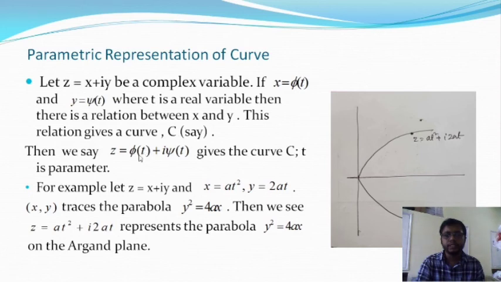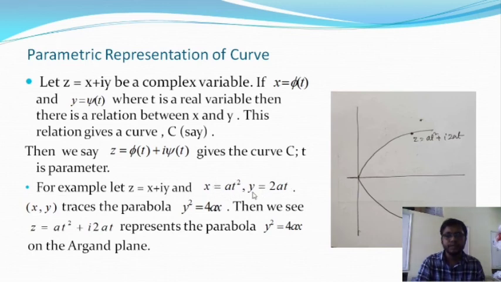Then we say z is equal to phi of t plus i into psi of t. Here x and y are the variable point, and this is actually the parametric form. z is equal to phi of t plus i into psi of t, where phi of t and psi of t are functions of t. If t is the variable, then z moves, and it makes a curve. So for example, let z is equal to x plus iy and x is equal to at squared and y is equal to 2at.